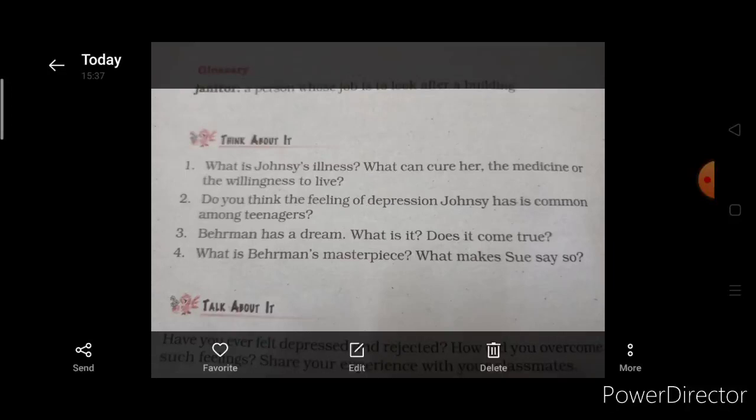Beggarman has a dream. What is it? Does it come true? What is the dream? Write it. And does it come true? Does he achieve his dream at last?